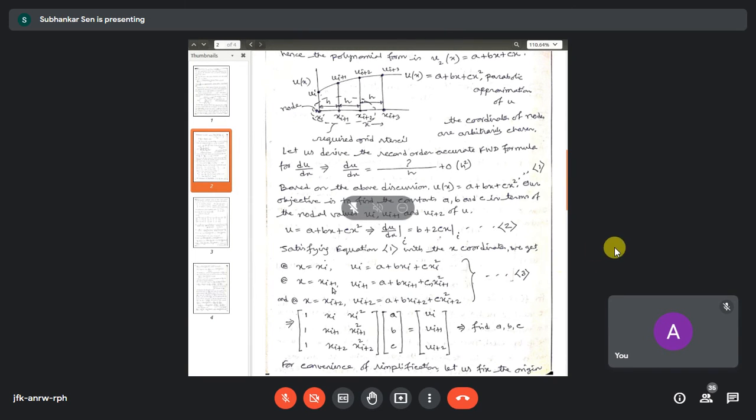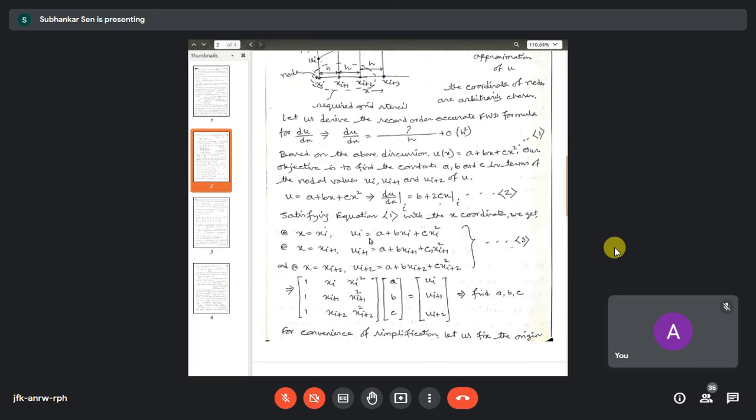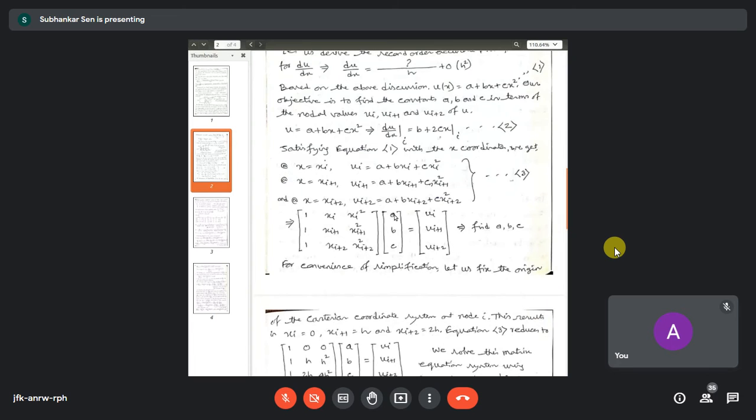Similarly, at the other points, xi plus 1, you are getting the nodal value, wherever there is x, you substitute the coordinates of the second node. And similarly, we are doing it for the third nodal point. So we have three simultaneous equations where a, b, and c are the unknown quantities. So x is always an input variable. So this is the coefficient matrix. These three equations we are writing in the matrix form.